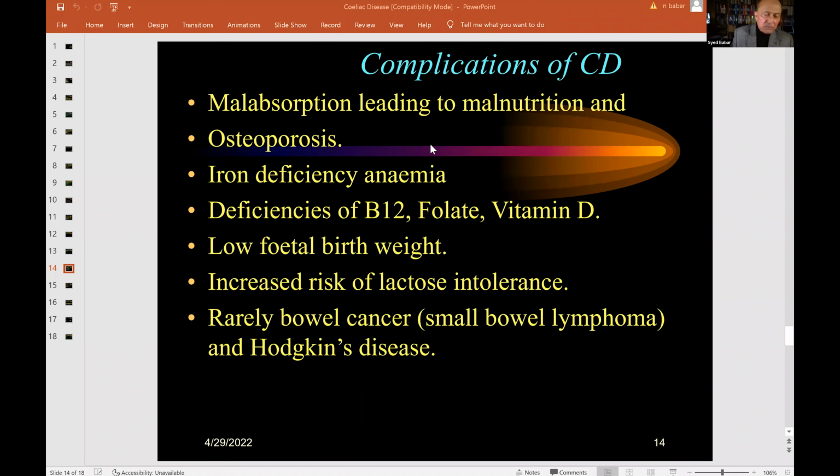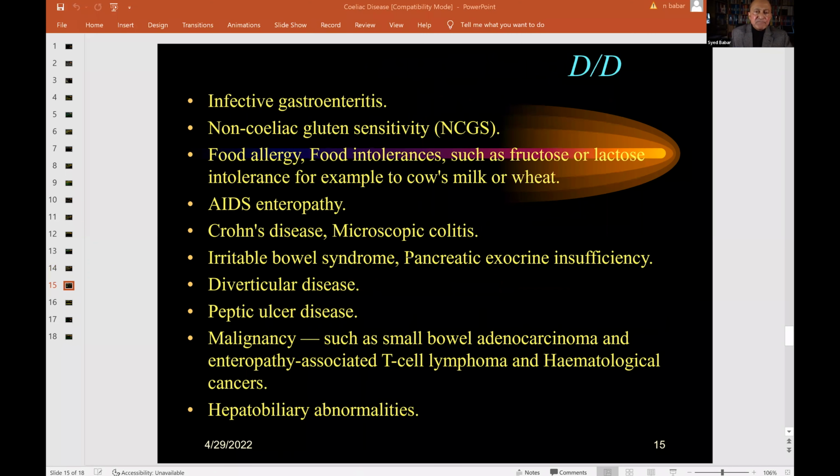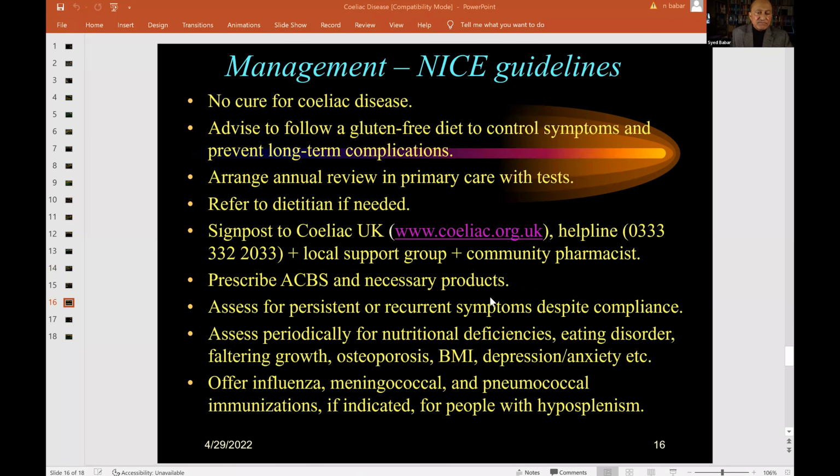Untreated or poor compliance with gluten avoidance will lead to numerous problems, and we have talked about it already. The differential diagnosis should be made from these conditions. The management will start off by explaining that there is no cure for celiac disease, and a gluten-free diet is needed to control symptoms and to prevent long-term complications.